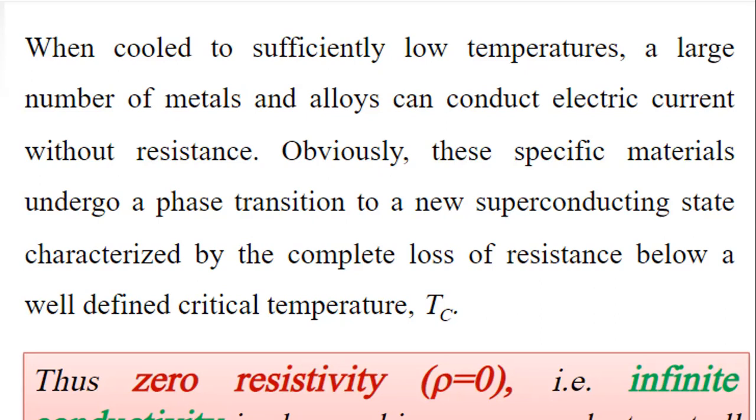Now, I just told you about the state at which there will be a complete loss of resistance. At the particular temperature at which there is a complete loss of resistance, we say that it is called the critical temperature. You can see this resistivity, this is the zero resistivity. You will find that rho is equal to 0, and an infinite number of charge carriers can flow in the superconducting material.